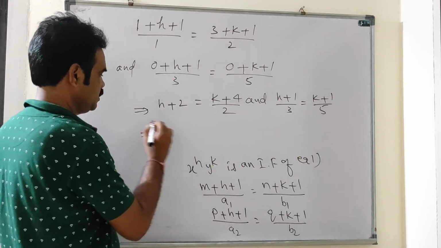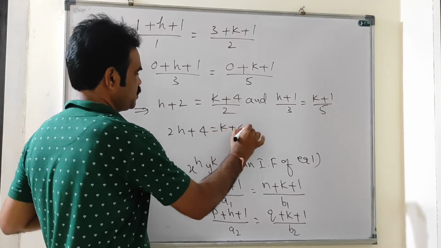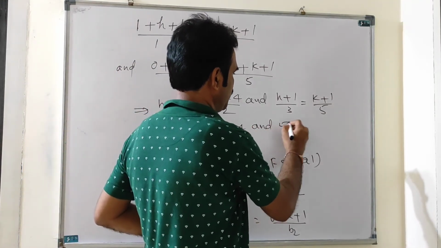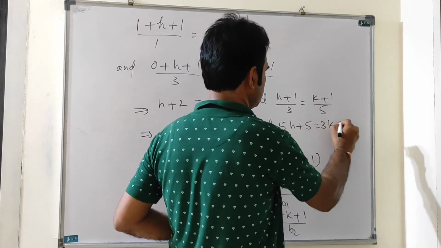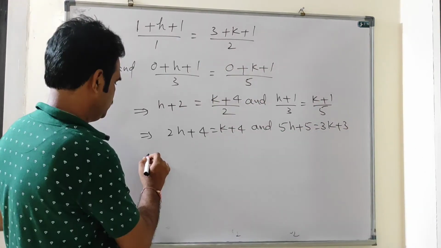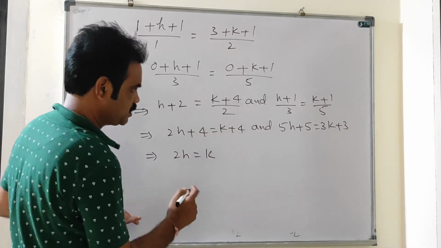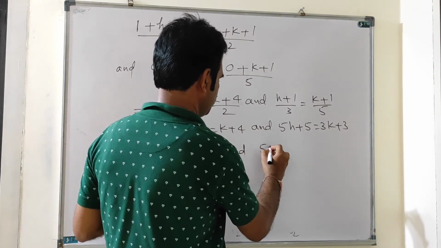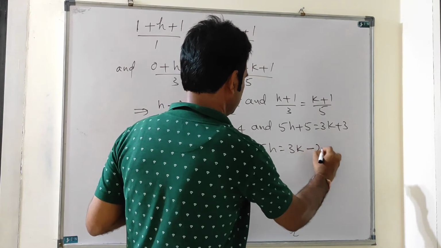That implies 2h + 4 = k + 4, and 5h + 5 = 3k + 3. That implies 2h = k, 4 cancels on both sides, and 5h = 3k - 2.